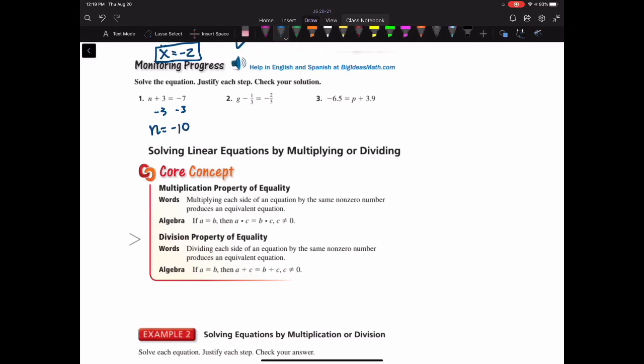The inverse operation of subtracting 1/3 would be adding 1/3. And so we get g equals negative 1/3. Remember, when you add or subtract fractions, you need a common denominator, and we have a common denominator in this situation. So all we're adding is the numerators. So a 1 and a negative 2 gives us a negative 1. And so that's where we get negative 1/3. All right, next problem. Inverse operation would be subtracting 3.9.